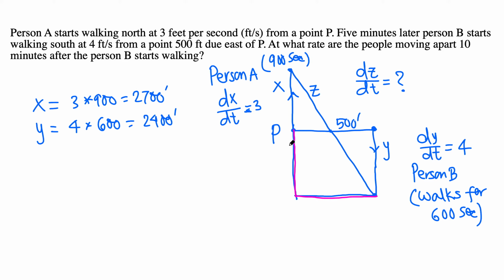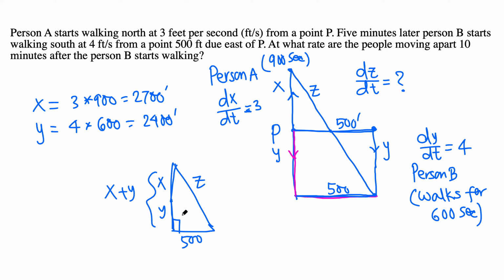So this will also be y. This is also y. This is 500, so this one is also 500. Now look at this big right triangle. We have 500, and this is g, the distance between two people. And from here, this is x, this is y, so this is x plus y.